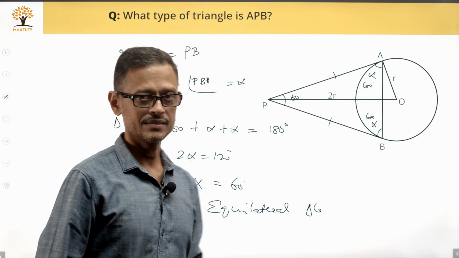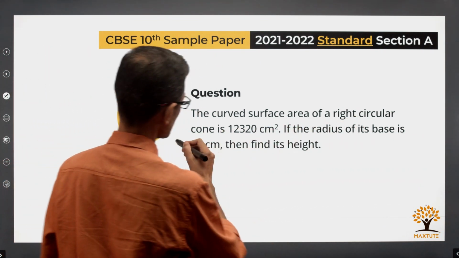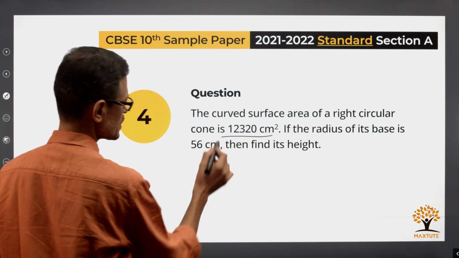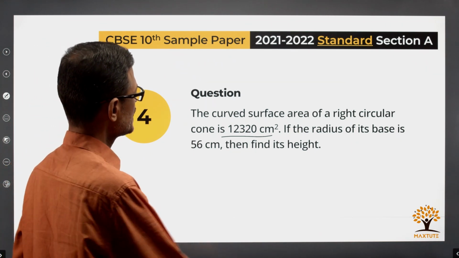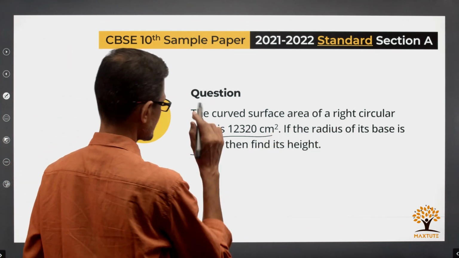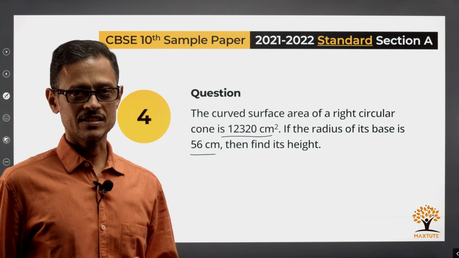It's an equilateral triangle. The curved surface area of a right circular cone is 12,320 centimeters square. CSA is given for a cone. If the base radius is 56 centimeters, find its height is what the question is.